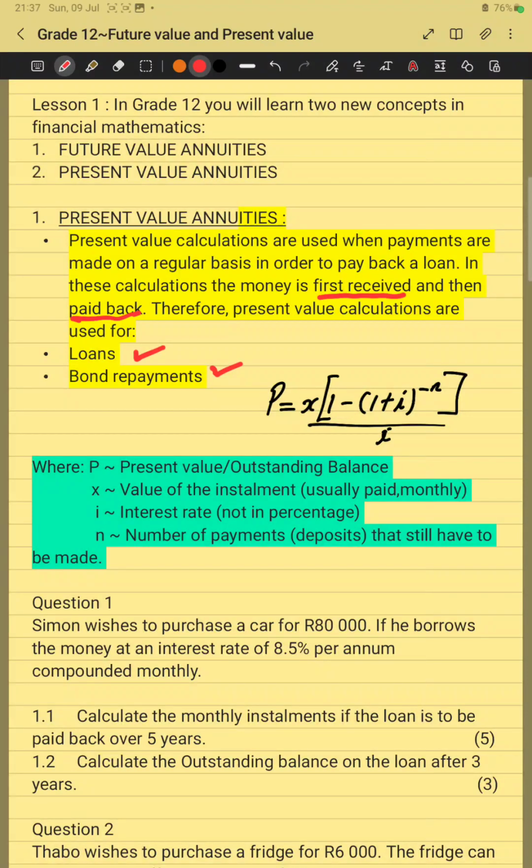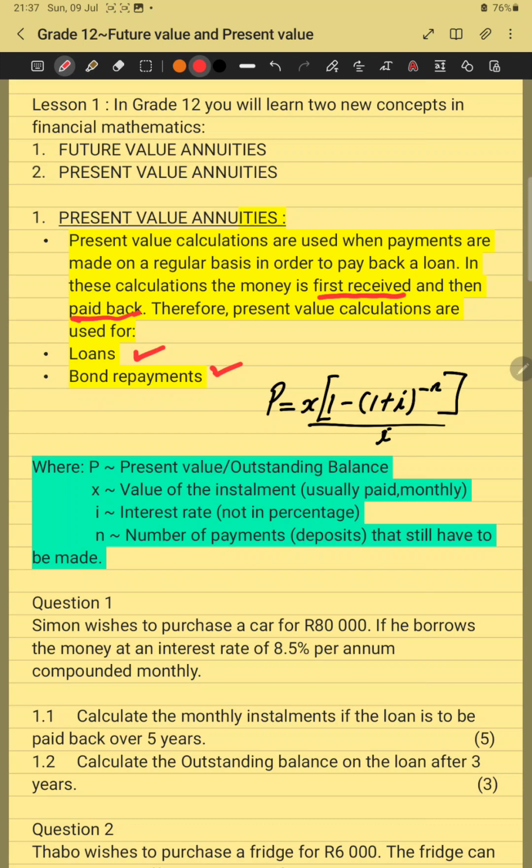Following with the present value. So our present value calculations are used when payments are made on a regular basis in order to pay back a loan. In these calculations, the money is first received and then paid back. Therefore, present value calculations are used for loans and bond repayments.